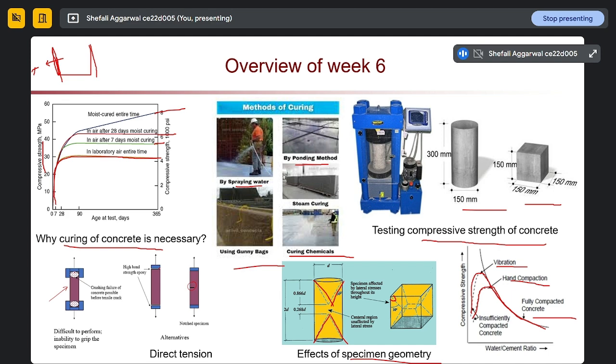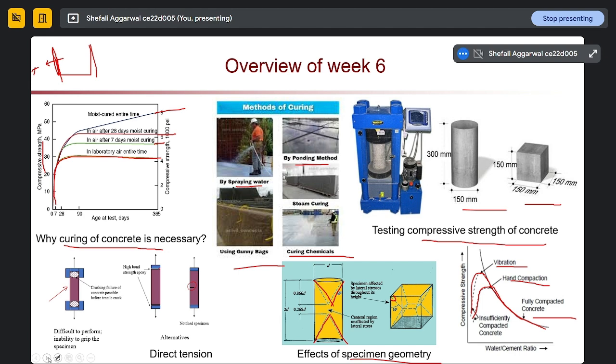Other than this test, we have another test for fineness, which uses the sieve analysis. We can use sieve analysis, and the main sieve used for cement is the 90 micron sieve.